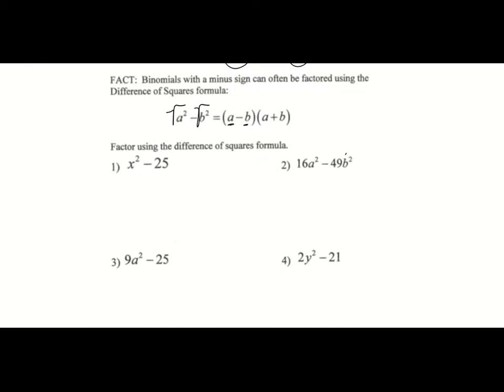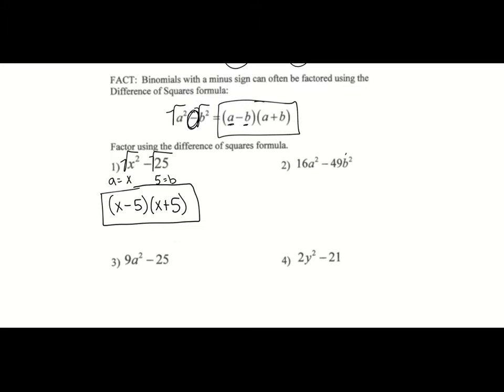If we have x squared minus 25, and remember, this only works when there's a minus sign in between. X squared minus 25. Take the square root of both of those numbers. Square root of x squared is x, and the square root of 25 is 5. So now I can use this formula right here. If my a is x and my b is 5, I get x minus 5 times x plus 5. And that's my answer using my difference of squares.